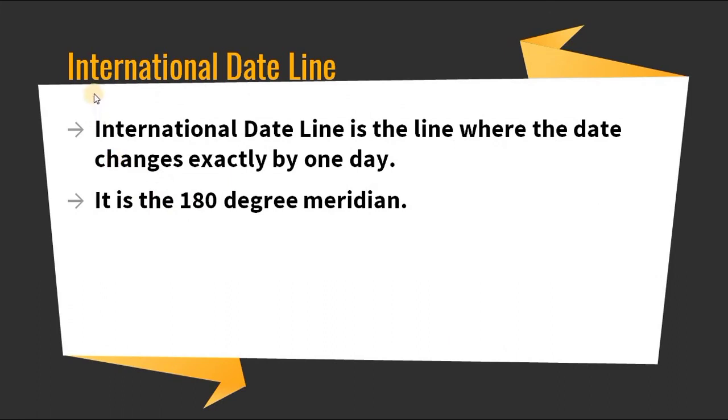So students, international date line. As we have learned important latitudes of our globe, now we have to learn about important longitude. This is really very important. International date line. So international date line is the line where the date changes exactly by 1 day. It is the 180 degree meridian.